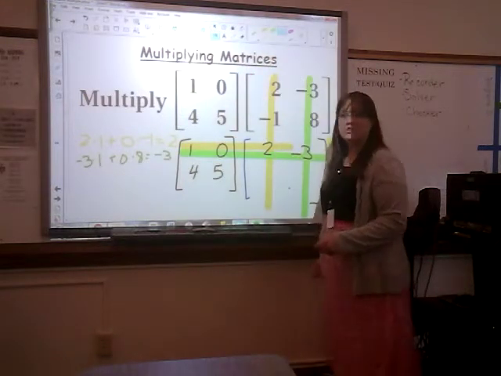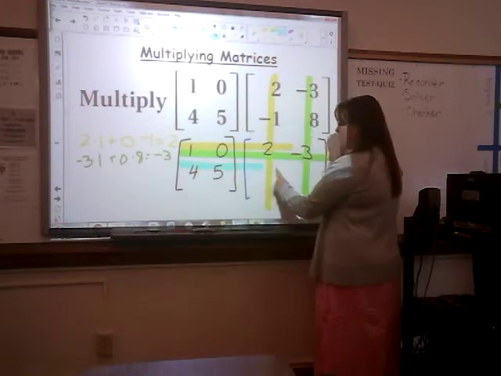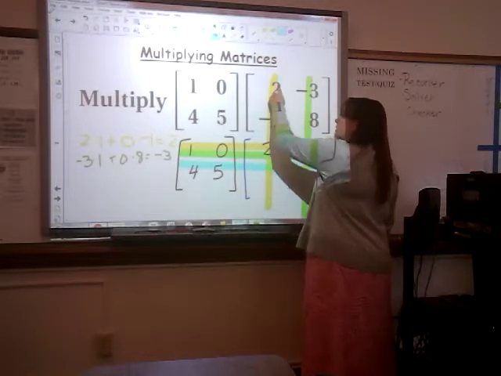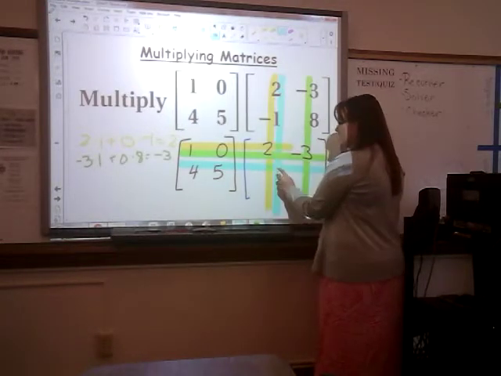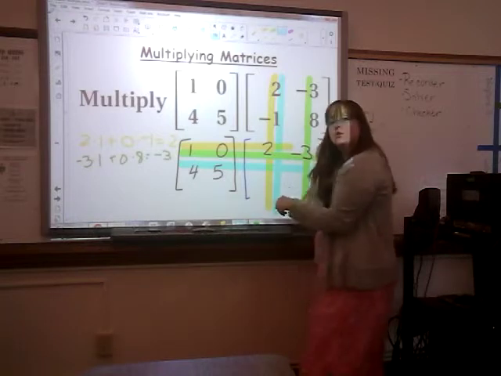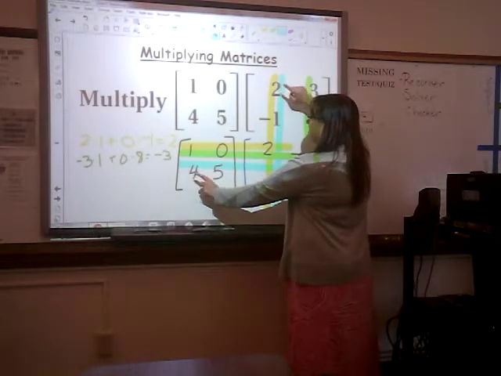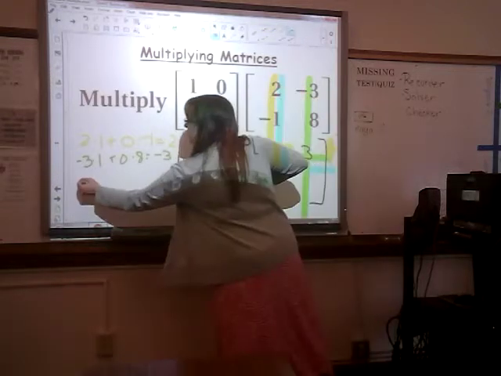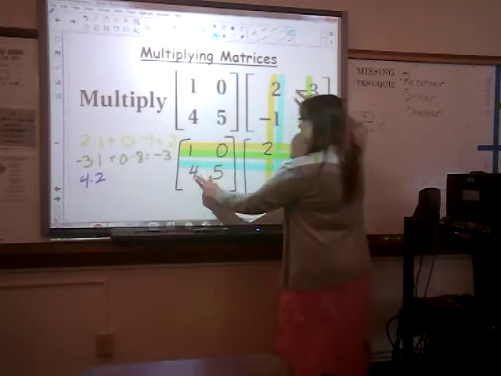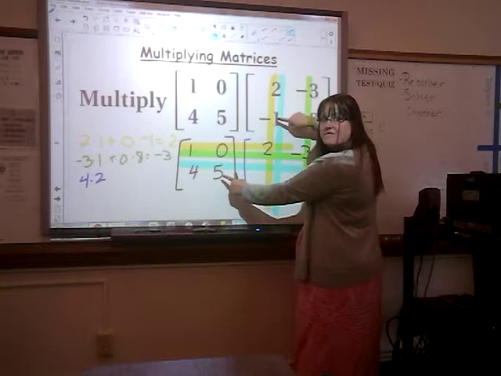So we're going to go to the next row. So we highlight this row, row 2, column 1. This is where our answer is going to go. So then we just multiply in. We start on the outside, 4 times 2 plus 5 times negative 1.